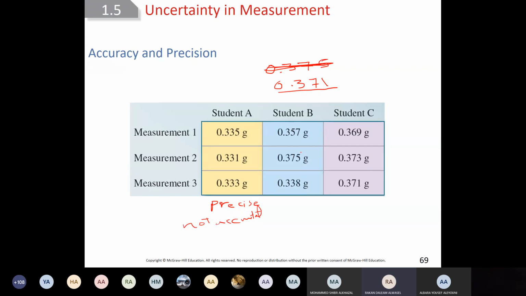Look at this number, 0.373. Not precise, and probably not accurate. How about the last student, C? Precise and accurate. Look at the answer. It is around 0.371, so it is actually precise and accurate.